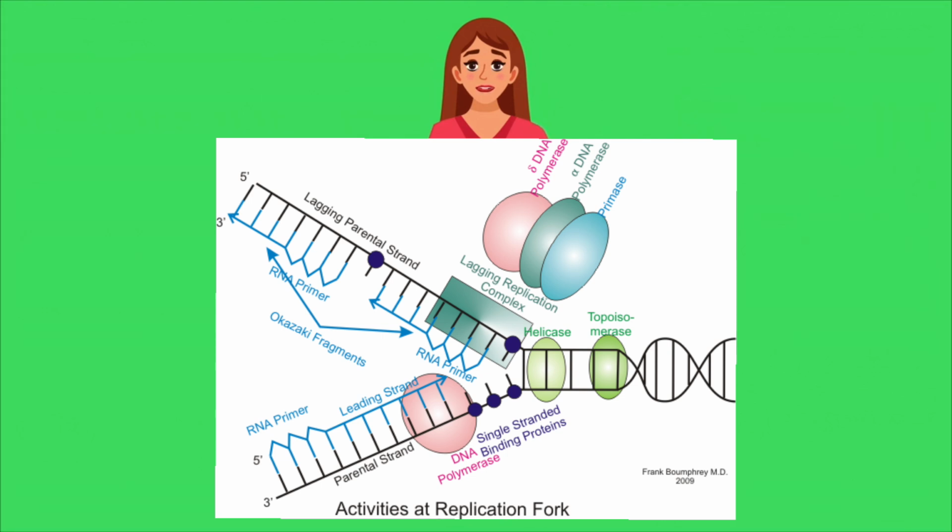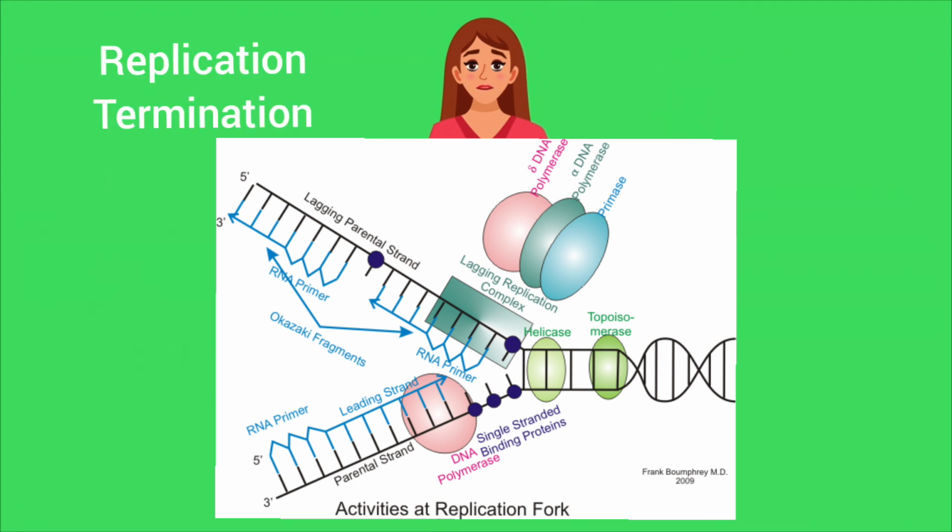Our fifth step is replication termination. Replication terminates when two replication forks meet. In eukaryotic cells, replication at the ends of chromosomes called telomeres requires the action of the enzyme telomerase.